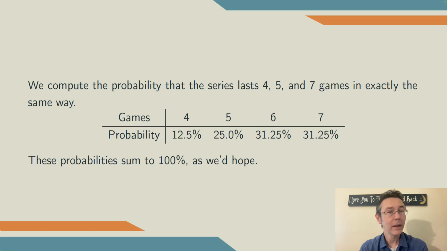We can redo those calculations to find the probabilities that the series lasts exactly 4, 5, and 7 games to get this discrete probability distribution. For instance, the probability of a sweep, that is, one team wins all 4 of the first 4 games, is 12.5%. If you add up these 4 probabilities, you get 100%, just like you'd hope from a legitimate discrete probability distribution.